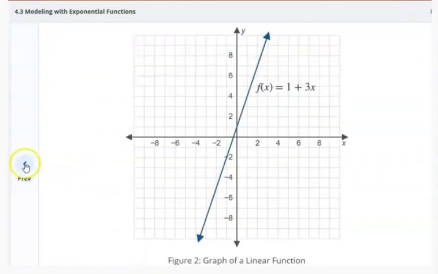And again, just for comparison, this equation would be y equals 3x plus 1, which is in slope-intercept form. There's your 1 over 1 up 3, and it gives you a straight line. So again, we're spending a lot of time building background, comparing linear growth to exponential growth.